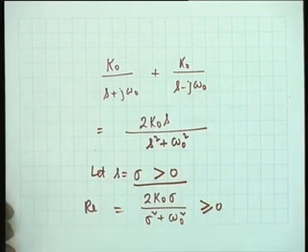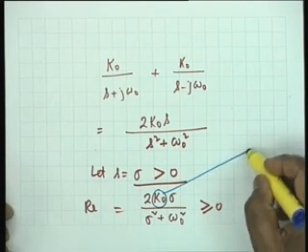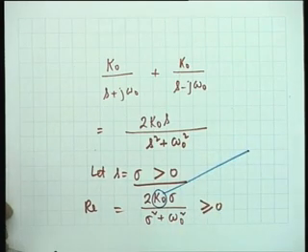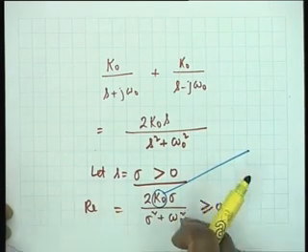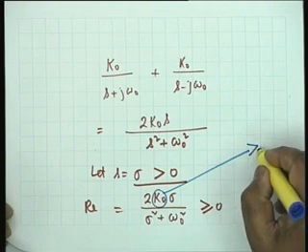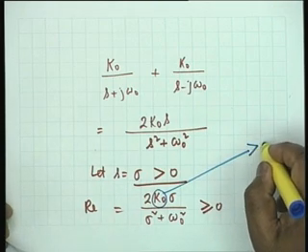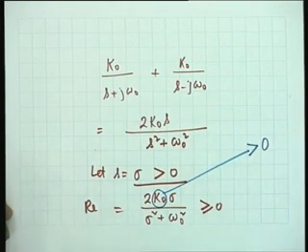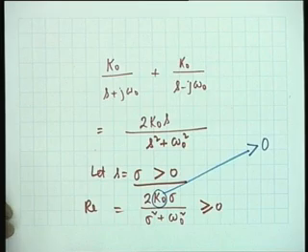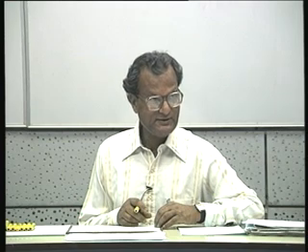And what is the condition under which it can be non-negative? The only condition is that k0, because the denominator is positive, sigma squared plus omega naught squared, so k0 must be greater than 0. Can it be equal to 0? It can be. If k0 is 0, is there a pole at plus minus j omega naught?